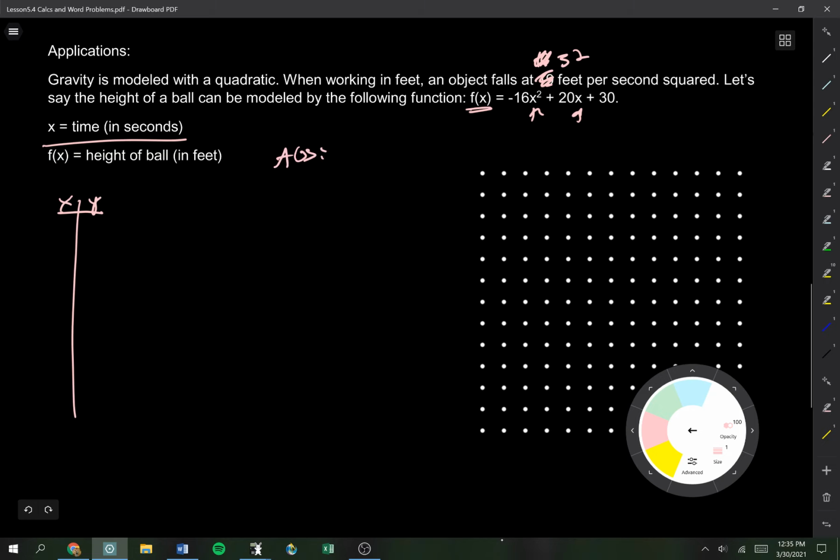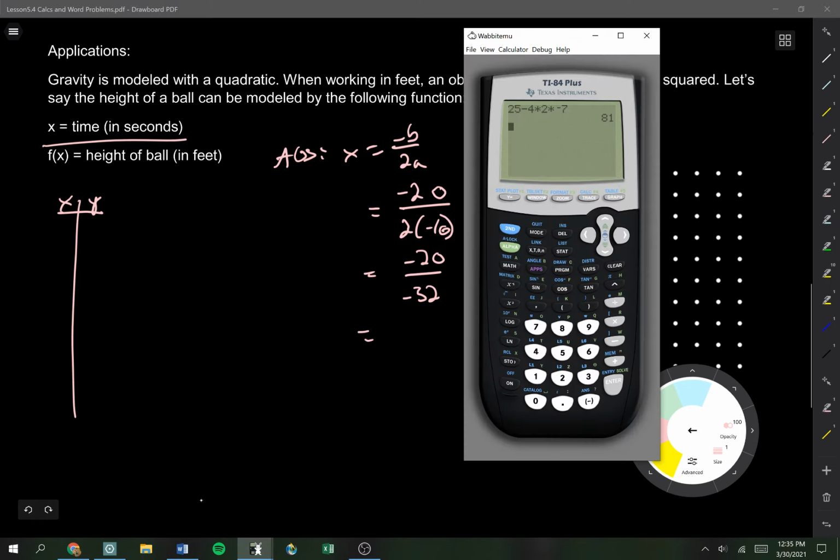I'm going to start by finding the axis of symmetry. Well, the AOS is negative b over 2a, which is negative 20 over 2 times negative 16, which is negative 20 over negative 32, which is going to be something pretty small. Negative 20 divided by negative 32 is 0.625.